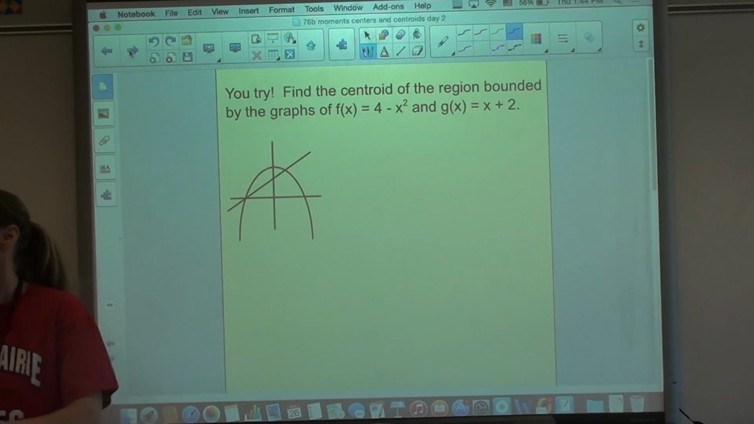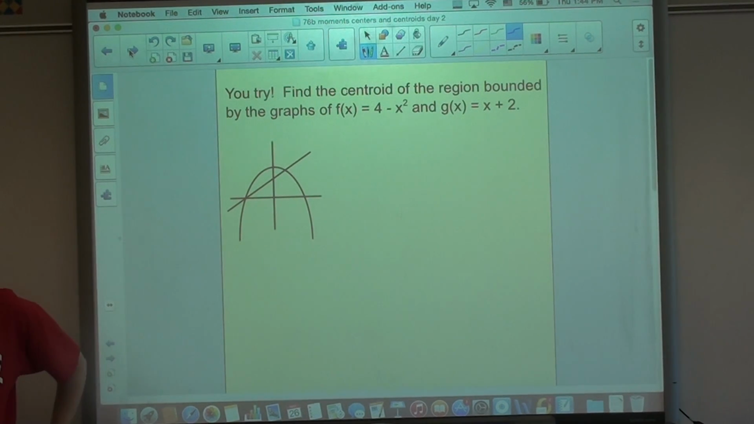Okay. All right, so one more quick review problem before we move into some new stuff. I want you to find the centroid of the region bounded by the graphs of y equals 4 minus x squared and y equals x plus 2.